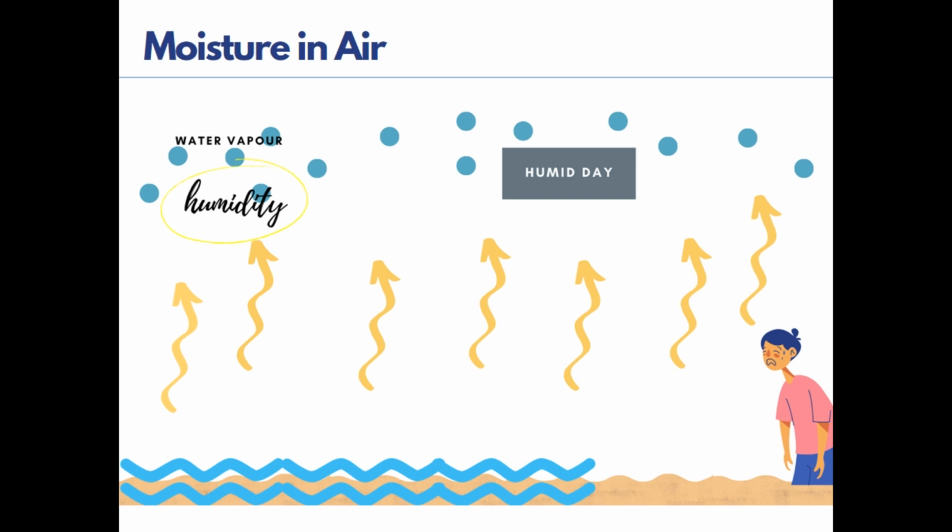When water evaporates from land and water bodies, it becomes water vapor. The presence of moisture in air at any given time is called humidity. When air is full of water vapor, we can call that day a humid day. When air gets warm, it can hold more water vapor and it makes the day more humid. During a humid day, we feel hot and sticky and sweat doesn't evaporate quickly, making us uncomfortable.